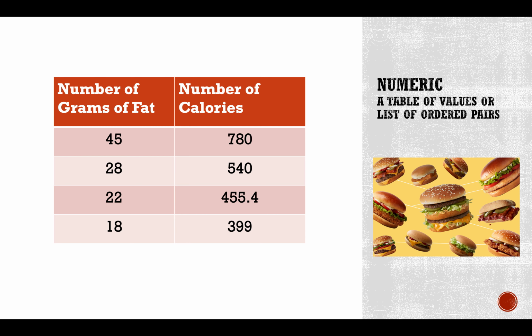Here we have a table of values that shows the corresponding number of grams of fat to their calories. This information could also be represented as a list of ordered pairs. In either case, it is using numbers, and so this is a numeric way of representing functions.